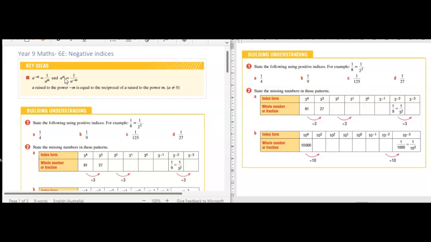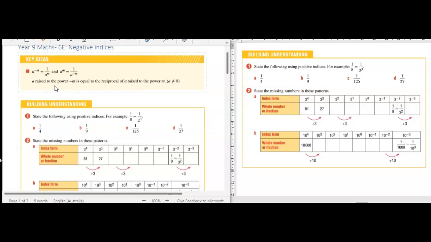If it's a to the power of m and we want to put it into a negative power, we just do the same thing, but 1 over, now it's a to the power of negative m. So you need to know these two, okay, and how they relate to each other. And obviously, if you see 1 over a to the negative m, you would rewrite it as a to the power of m. So a raised to the power negative m is equal to the reciprocal of a raised to the power of m. So the reciprocal just means you flip it, basically.